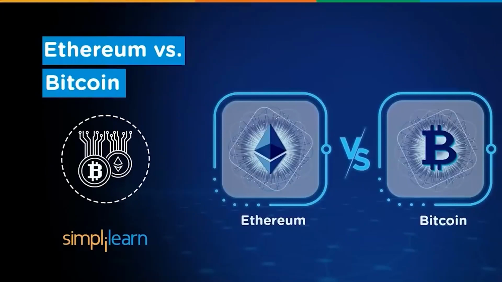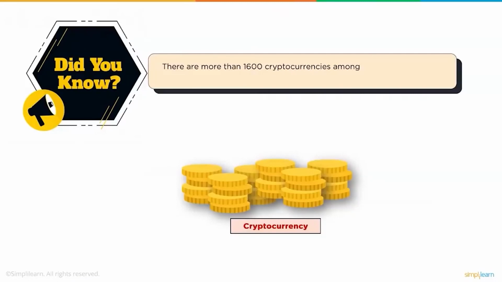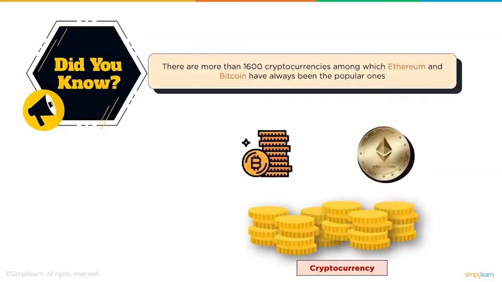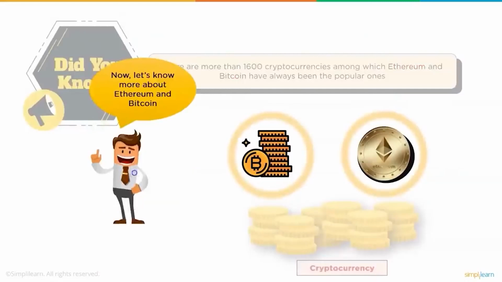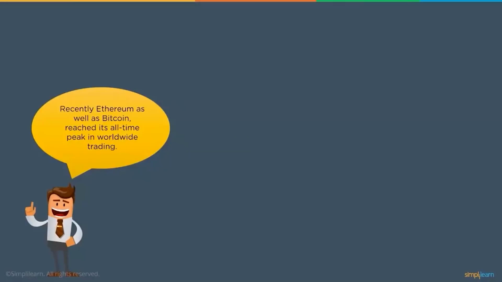In the previous videos, we covered what Bitcoin and Ethereum are. Let's proceed further and have a look at how they both differ from each other. Did you know there are more than 1600 cryptocurrencies worldwide? And among them, Bitcoin and Ethereum have always been the top two most popular cryptocurrencies in the world by market cap. Also, recently, Ethereum as well as Bitcoin reached its all-time peak in worldwide trading.